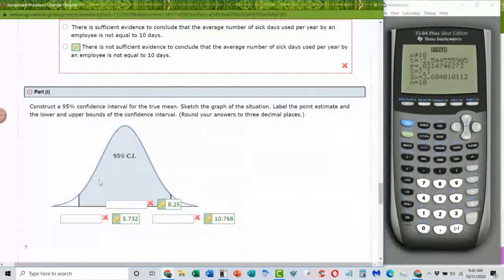And again, they want you to make a confidence interval, but just remember this is a test. And we can see that 10 is in this range. So it's somewhere between 5.7 and 10.7. So 10 is in that range. So that's why we didn't reject the null hypothesis.